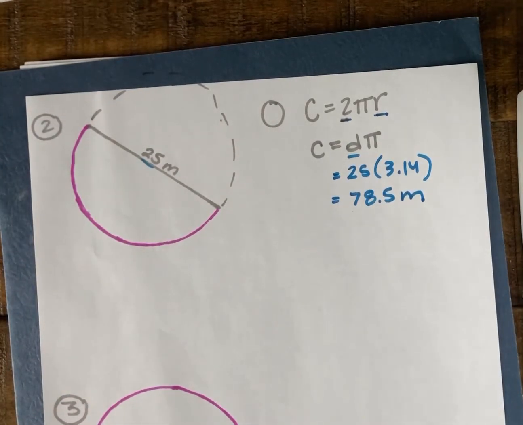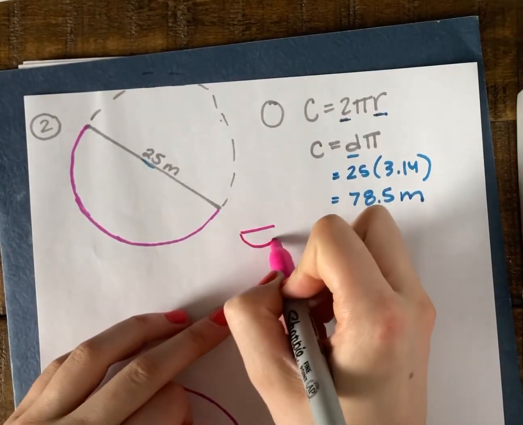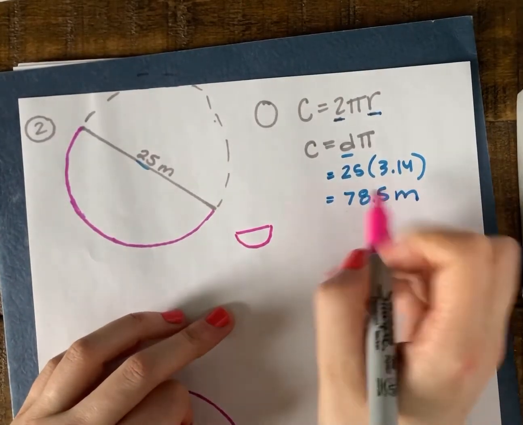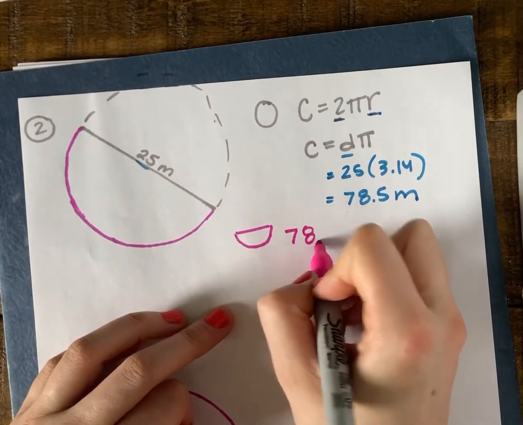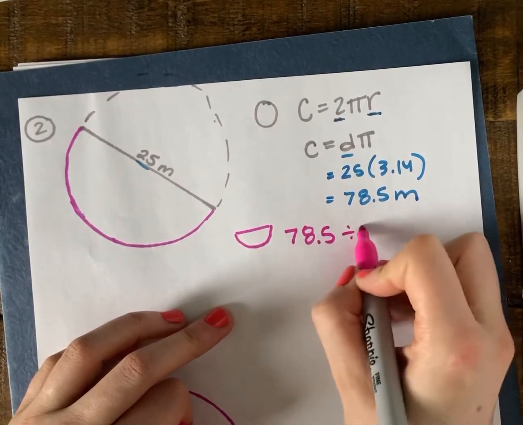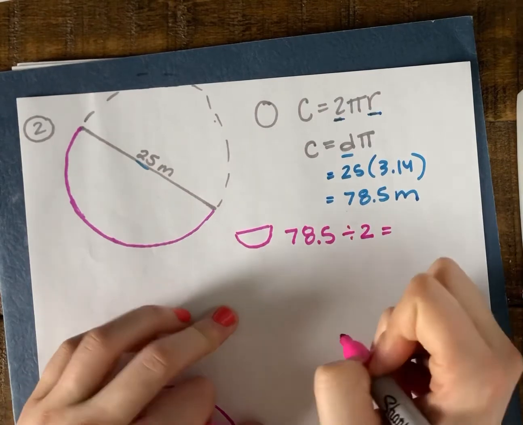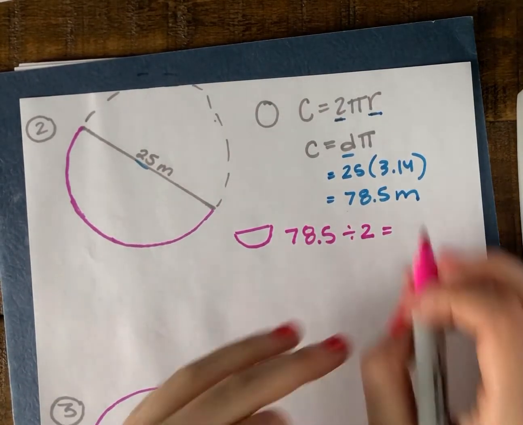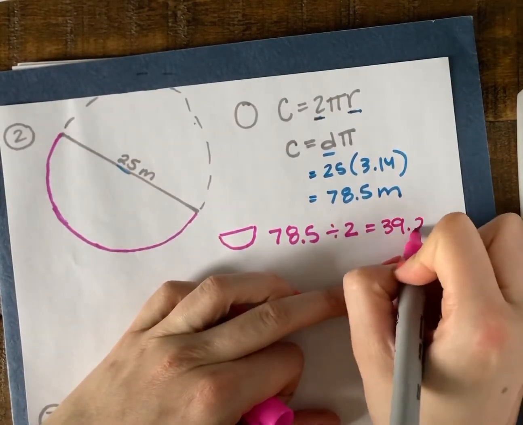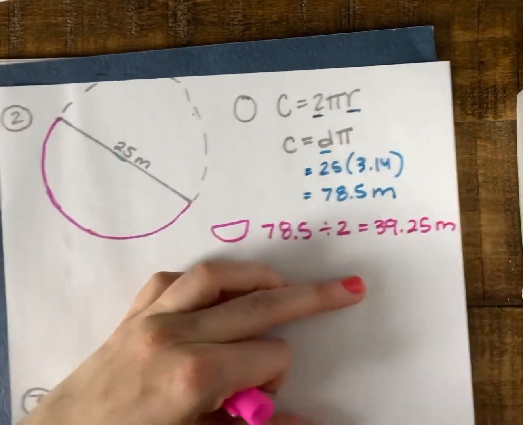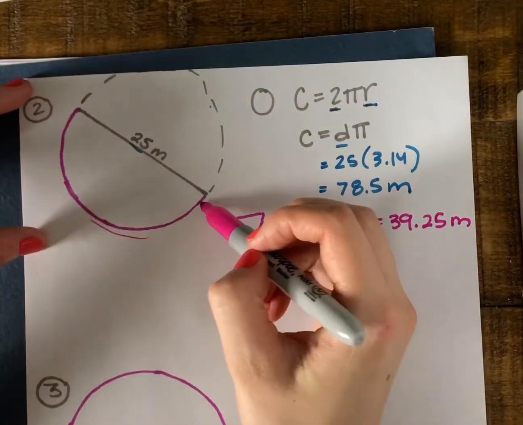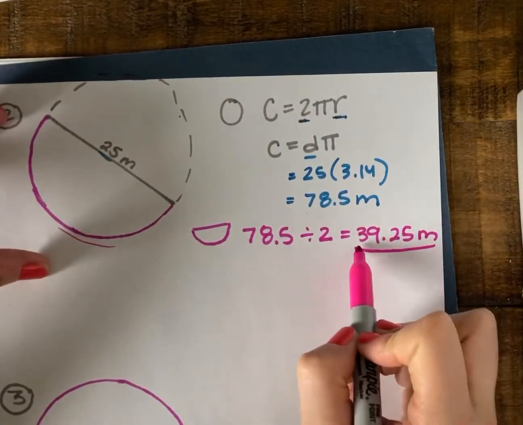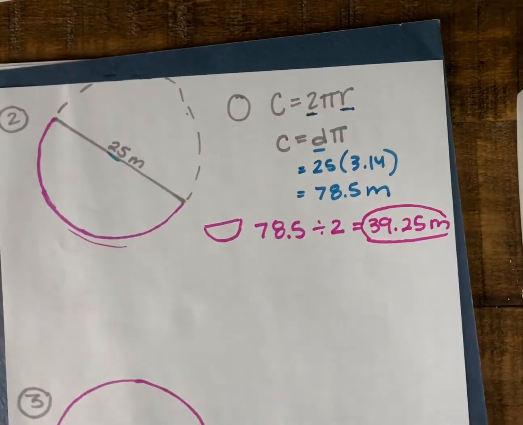But I'm not going all the way around the circle, I'm only going half of the way around the circle. So for my half circle, I'm going to take my full circle's circumference, 78.5 meters, and divide it in half to get half the circle's circumference, or that arc length. And when I divide it in half, I get 39.25 meters. So if I just traveled this halfway around the circle, I would go 39.25 meters around.